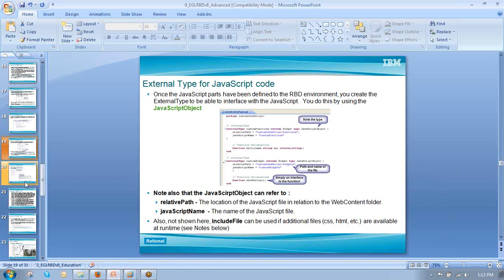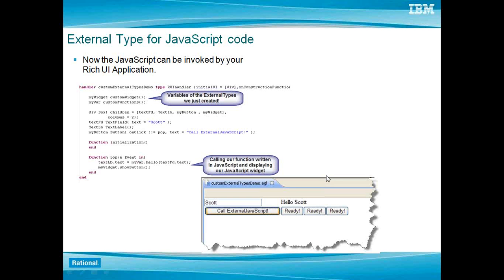So once this is done, then we are moving towards calling this widget or this custom JavaScript code. Now we have created a custom external types demo, a rich UI handler, and inside of this we have created variables based on our custom mapping, based on our custom JavaScript widget or custom JavaScript code. You see here we have my widget.